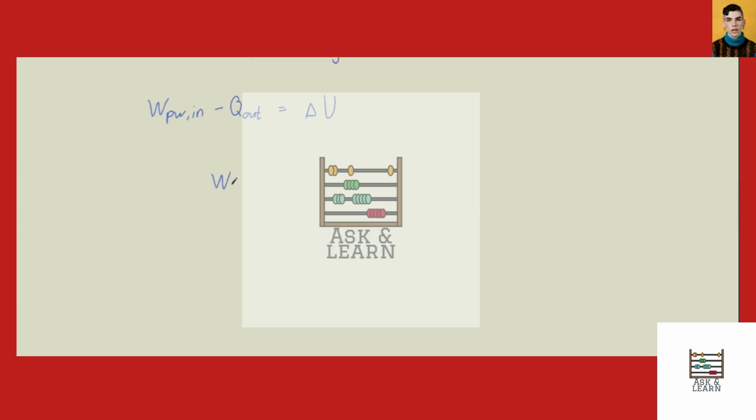So we wish to calculate the work done by the paddle wheel into the system, and this is equal to Q out, which is the heat out, plus m times (U2 minus U1). So that's m times Cv times the change in temperature, T2 minus T1. So there we have our energy balance equation, and we've rearranged it to solve for the work done by the paddle wheel.